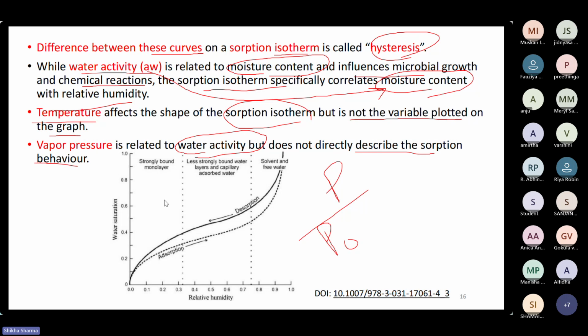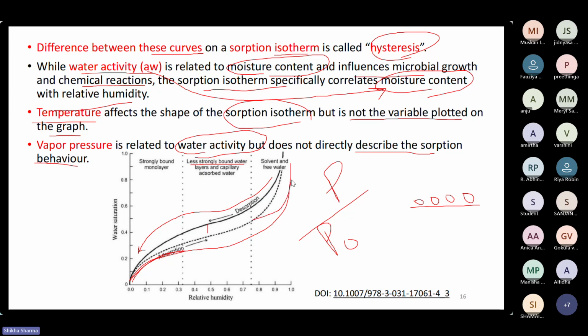If we see this plot, this is the adsorption and this is the desorption. In between, the gap or the difference is called hysteresis. In the starting, this water is basically the strongly bound water in the monolayer. Like if we have this food product, the closely bound water molecules will be there initially. Then next is the layer of water molecules which is less strongly bound water.